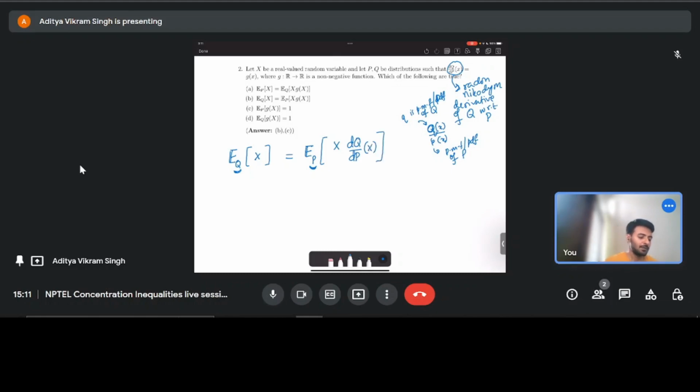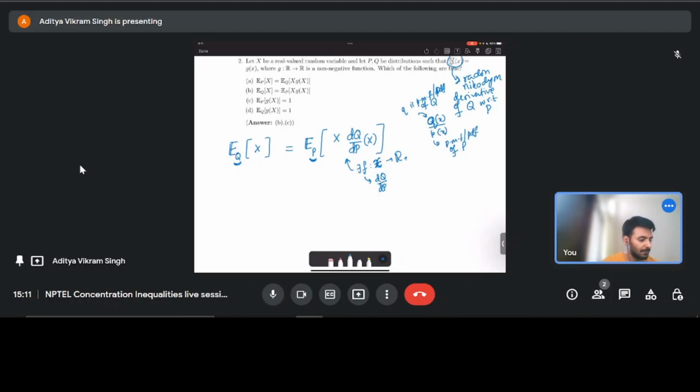What this Radon-Nikodym derivative tells you is that there exists a function from script X, where X takes values, to positive real numbers, such that this expression holds, and that function we denote by dQ by dP. This is just a notation, there is no differentiation going on here. There's a reason for this notation, it makes things easy to see.